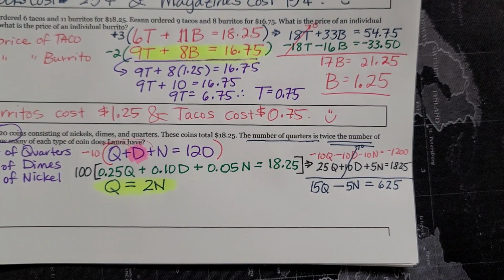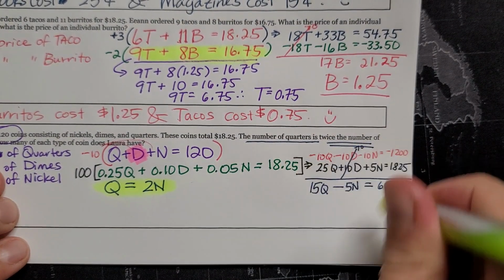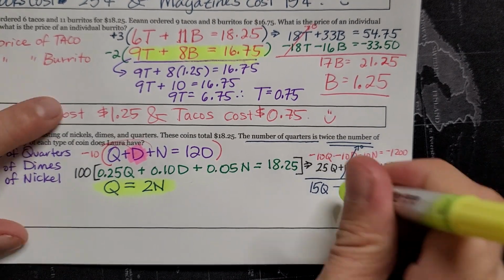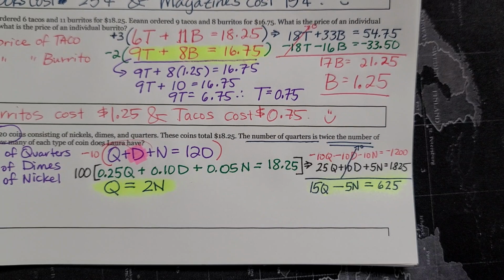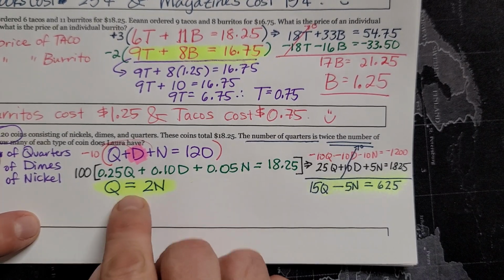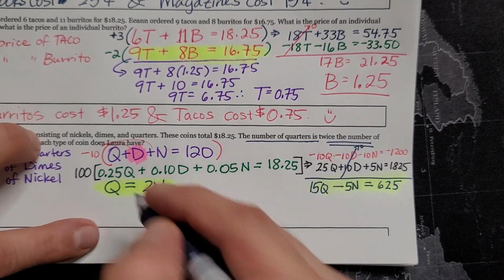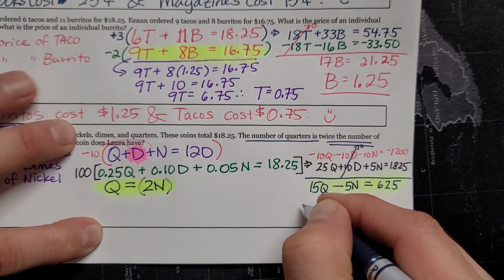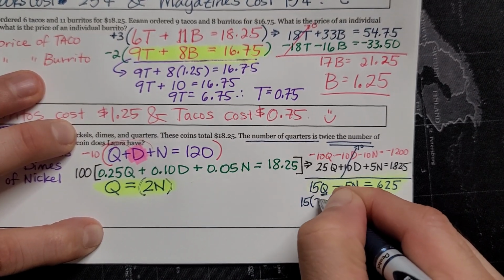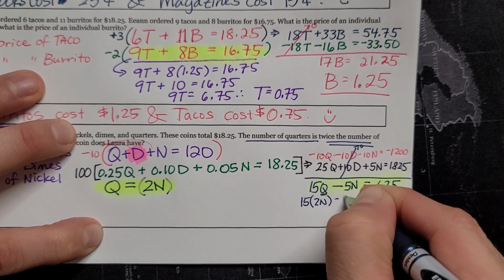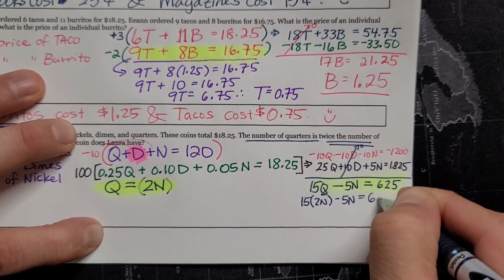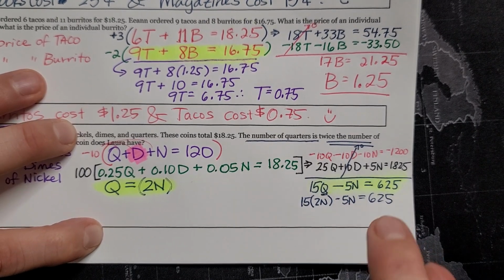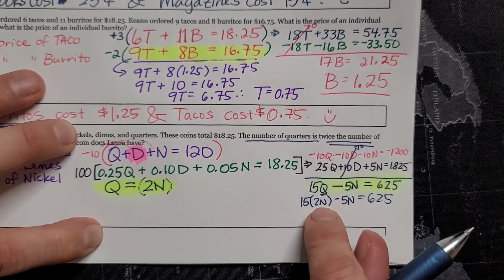Look at these two equations here. Notice they both have Q's and they both have N's. Now we can use substitution because we know that Q is equal to 2N. So I'm going to substitute 2N in for Q here: 15 times 2N minus 5N equals 625. Look, I got one equation, one variable. I'm going to find the number of nickels right now.